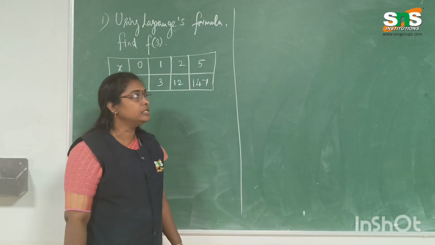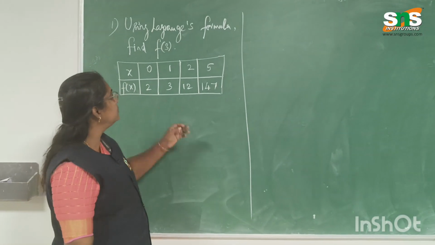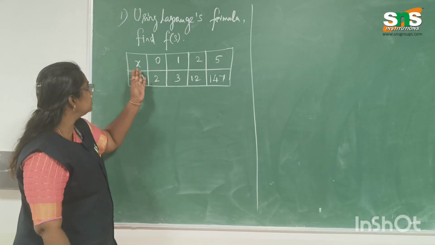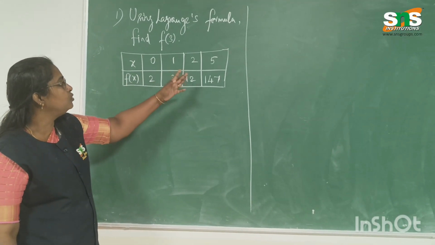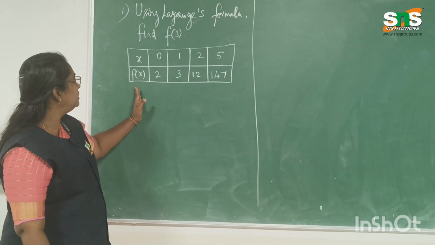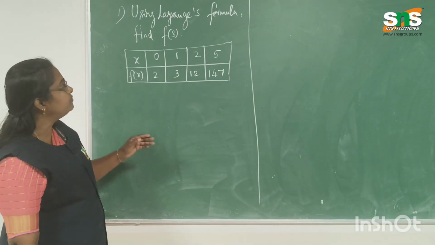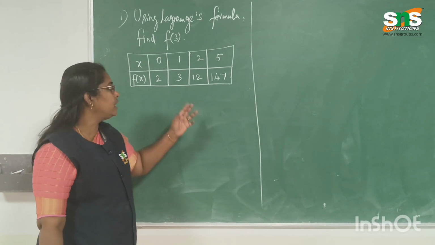Today we will discuss Lagrange's interpolation formula. Based on that, we can calculate f of 3. The given sum has x values 0, 1, 2, 5, and f of x values 2, 3, 12, and 147. So when we go for Lagrange's method, it is for unequal intervals.